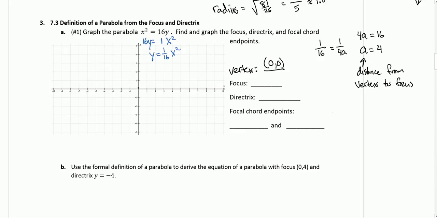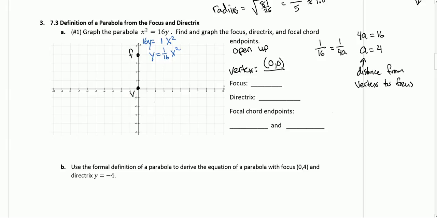So let's graph our vertex at 0, 0. Our parabola, we know, is going to open up for 2 reasons. First, it's a y equals, and the y-axis goes up or down, so we know it's either going to open up or down. And second, that 1/16th is positive, so we're opening in the positive y direction. So the focus always goes in the direction of the opening, so it's going to be 4 units above our vertex. I'll put F next to focus, I'll put V next to vertex.